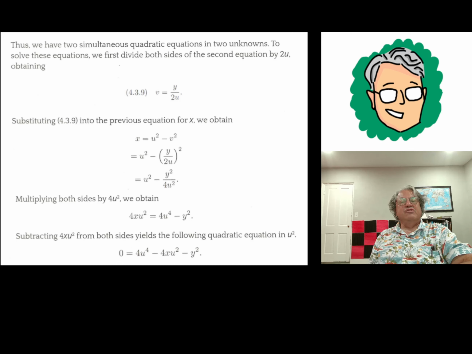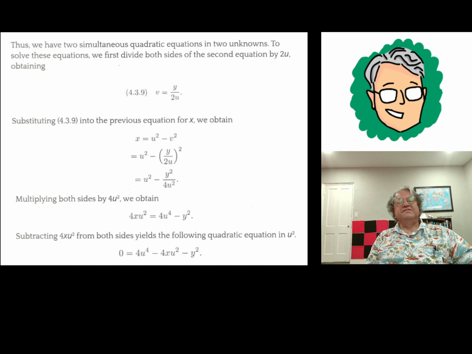So if we do that, we start with the equation x equals u squared minus v squared. That's what we had before. But now we're substituting y over 2u for v. So then we get u squared minus (y over 2u) quantity squared. And if you simplify that, you get u squared minus y squared over 4u squared. Okay, now we multiply both sides by 4u squared. And if you do that, you get 4xu squared equals 4u to the fourth minus y squared.